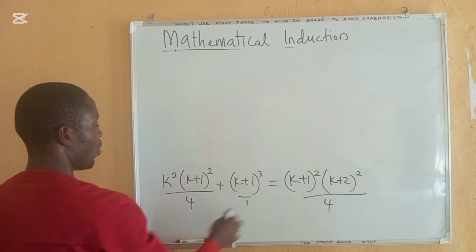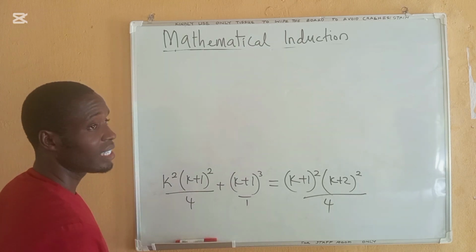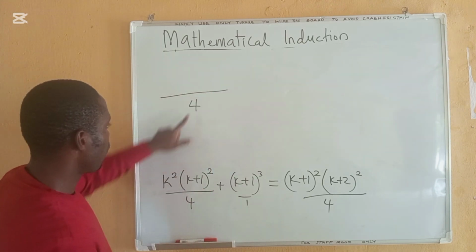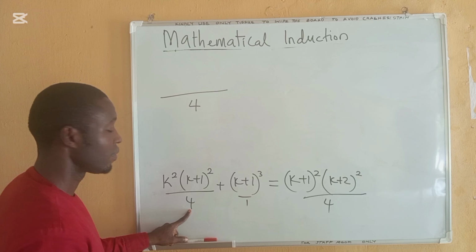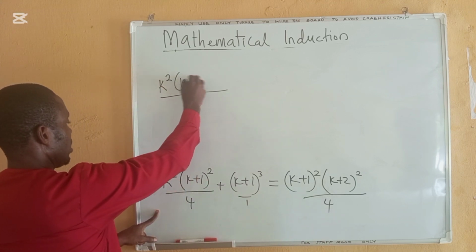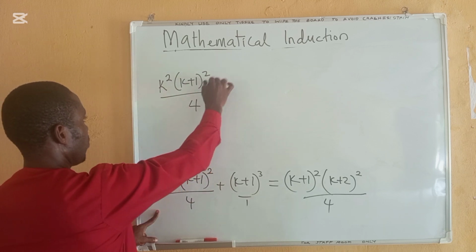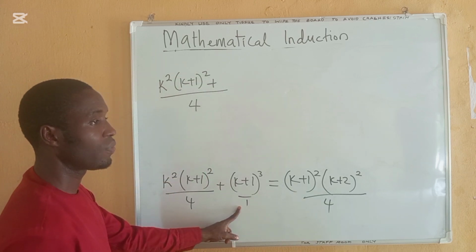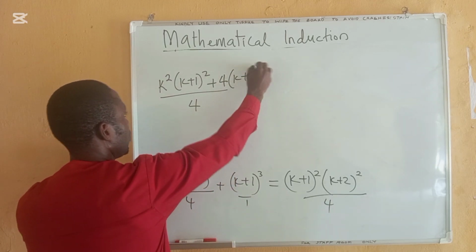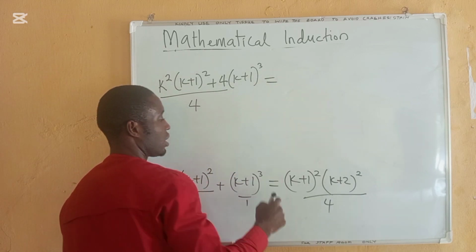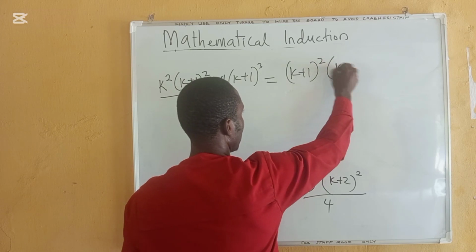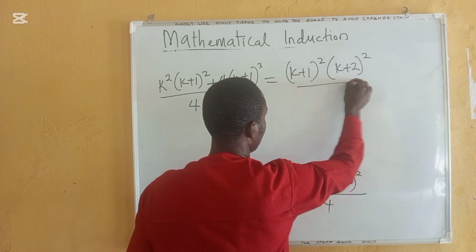Let's look for the LCM of the left hand side. For the LCM of the left hand side, we have the LCM here as 4. 4 divided by 4 is 1. 1 times the whole of this will give us k squared into k plus 1 all of this squared, plus 4 divided by 1 is 4. 4 times this will give us 4 into k plus 1 raised to the power of 3. This will give us k plus 1 all squared into k plus 2 all squared divided by 4.